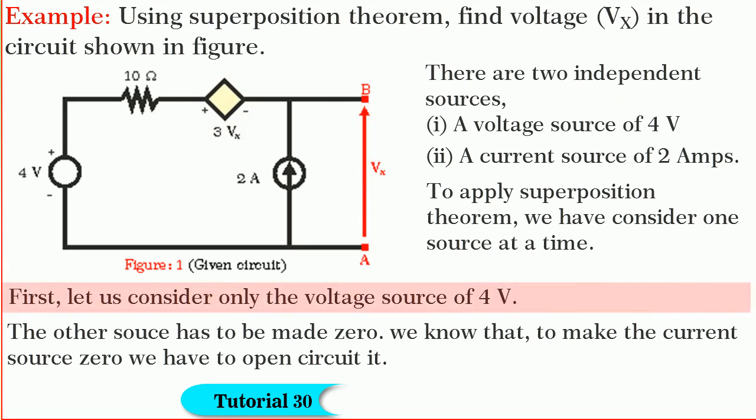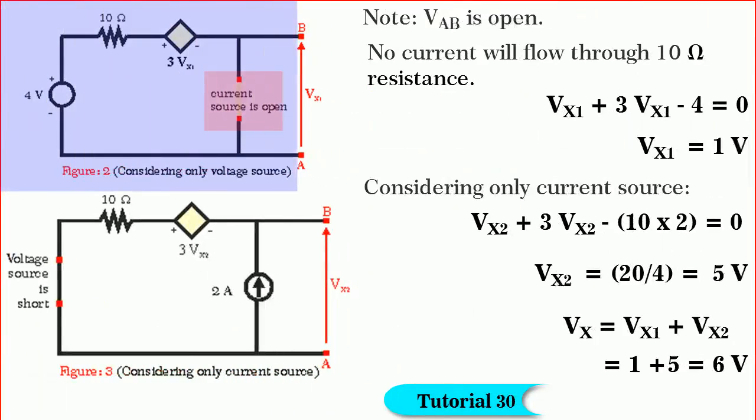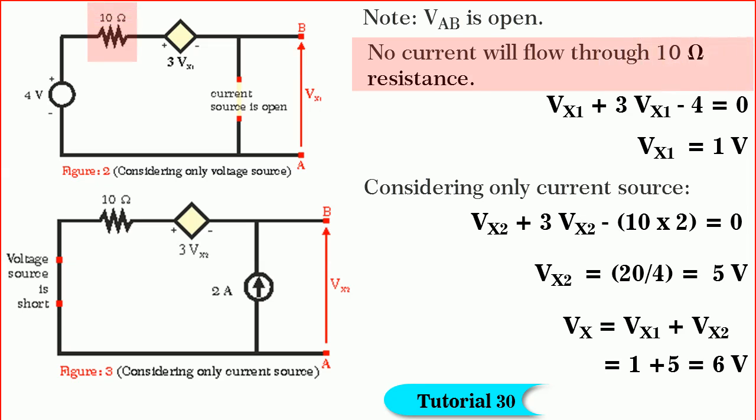First, let us consider the voltage source of 4 volts. The current source is made 0 by open circuiting it as shown in figure 2. Let Vx1 be the voltage across A and B. Note, VAB is open, hence no current will flow through 10 ohm resistance.